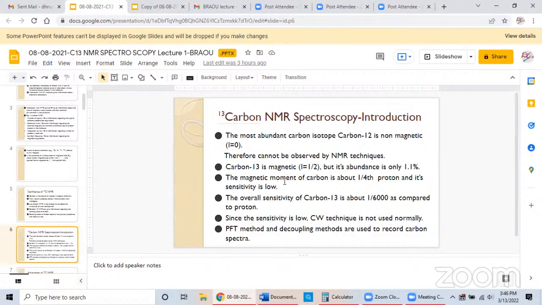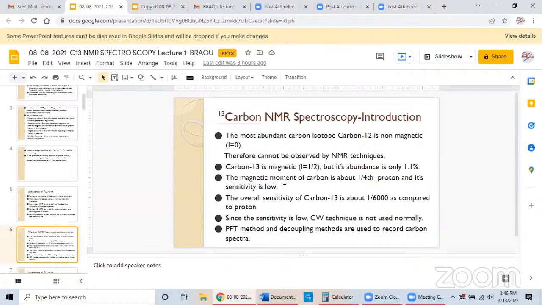For carbon 12, I is equal to 0, therefore it is non-magnetic. Whereas for carbon 13, the I value is half, therefore it is magnetic. Carbon 12 is non-magnetic because I is equal to 0. Carbon 13 is magnetic because I value is half. But the problem here is its abundance is only 1.1%. I told you carbon 12 is more abundant, carbon 13 is less abundant.